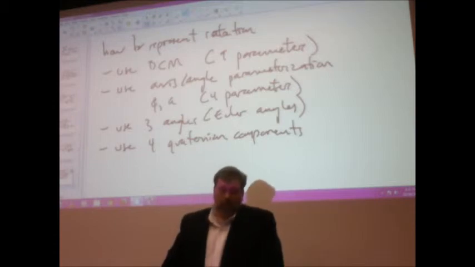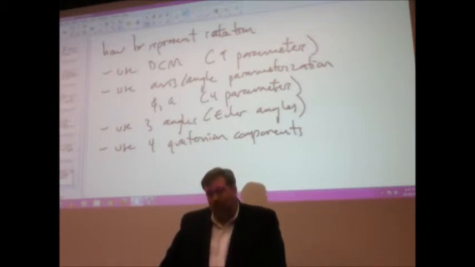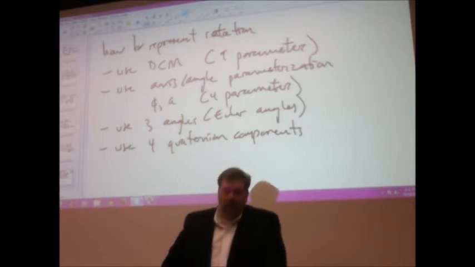The direction cosine matrix is great to have because ultimately you're probably going to be multiplying things in your flight code, your flight software, by the direction cosine matrix. So it's nice to have that. Do you really want to carry 9 parameters around, or would you rather calculate that when you need it?